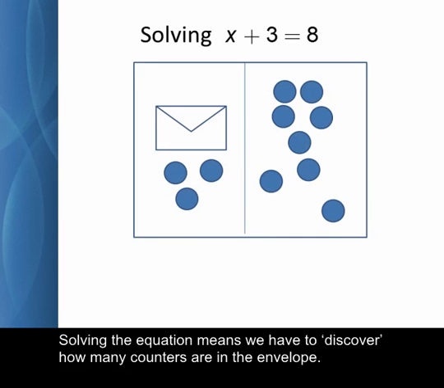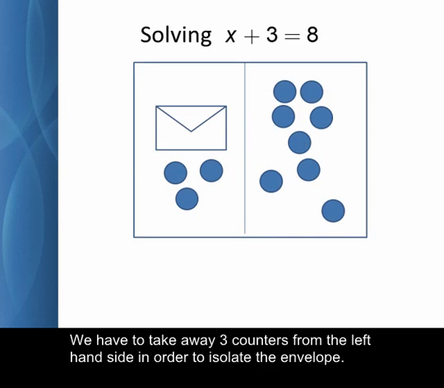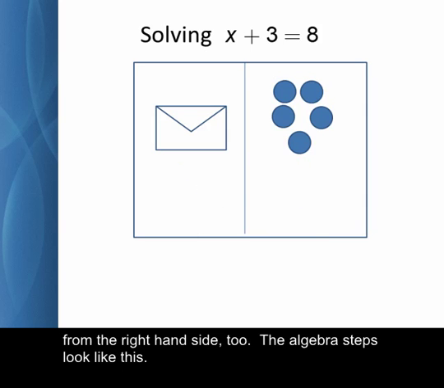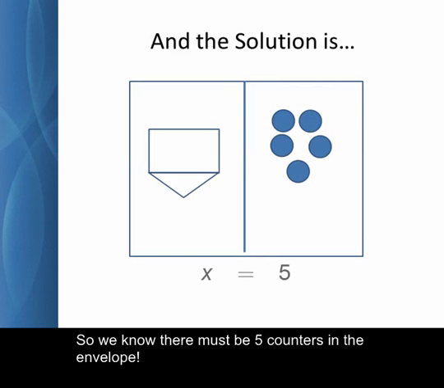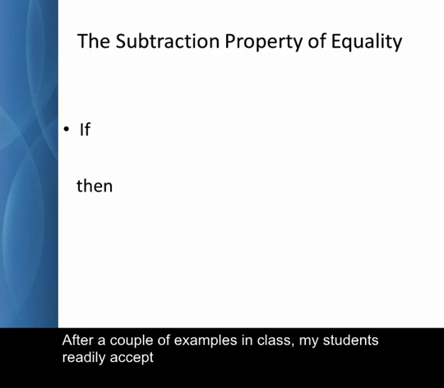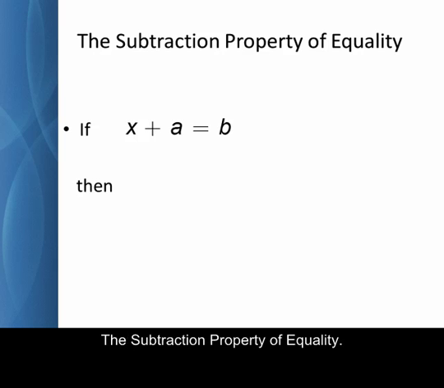Solving the equation means we have to discover how many counters are in the envelope. We have to take away 3 counters from the left-hand side in order to isolate the envelope. But to keep the number of counters on both sides equal, we must take away 3 counters from the right-hand side too. The algebra steps look like this. So we know there must be 5 counters in the envelope. If I were doing this in class, I would now open the envelope and dump out the 5 counters. After a couple of examples in class, my students readily accept the subtraction property of equality.